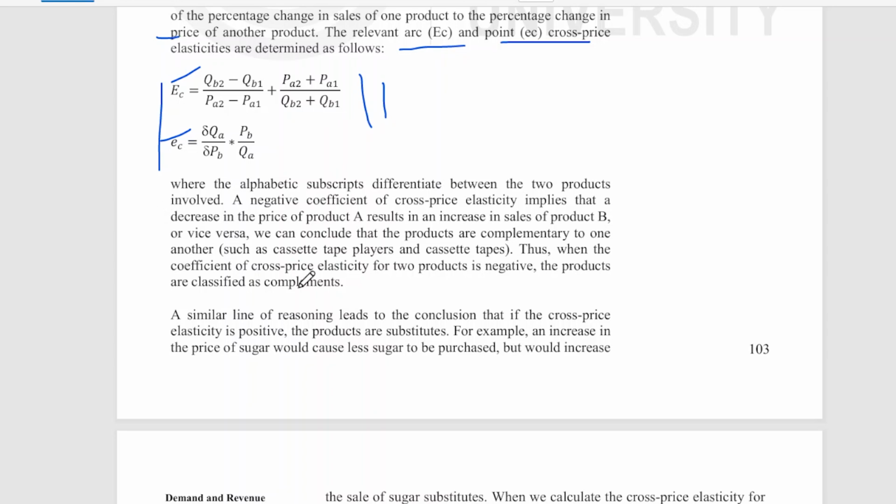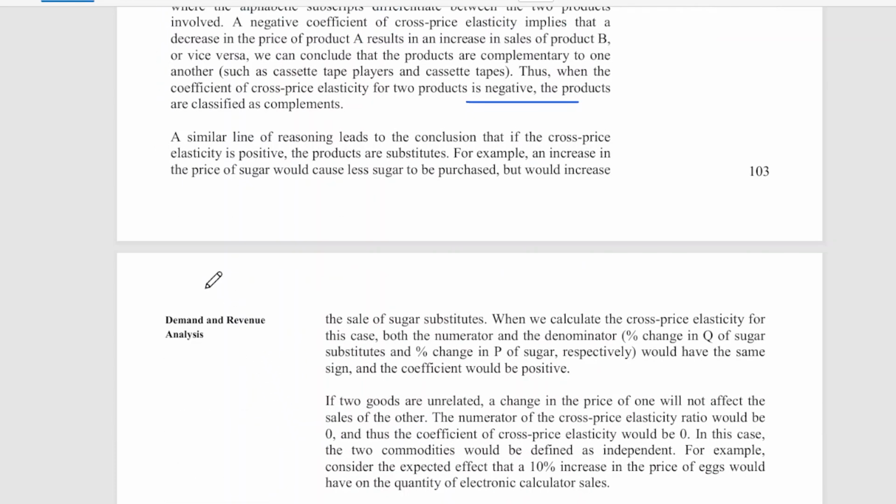Where the alphabetic subscripts differentiate the two products involved, a negative coefficient of cross price elasticity implies that a decrease in the price of product A results in an increase in sales of product B, or vice versa. So we can conclude that the products are complementary to one another, such as a cassette tape player and cassette tapes, and thus when the coefficient of cross price elasticity for two products is negative, the products are classified as complements.